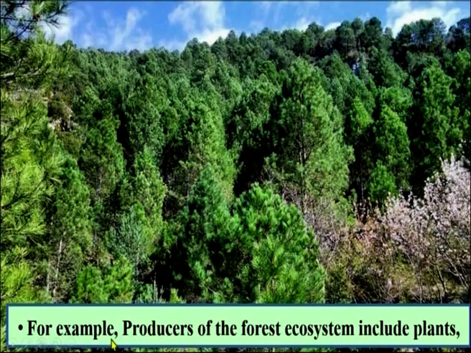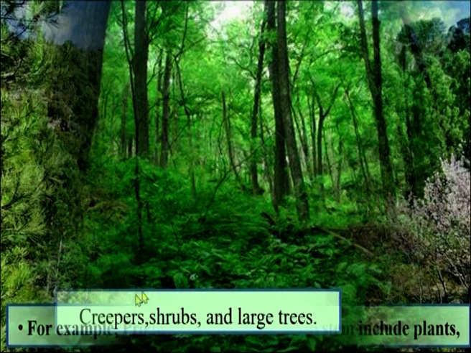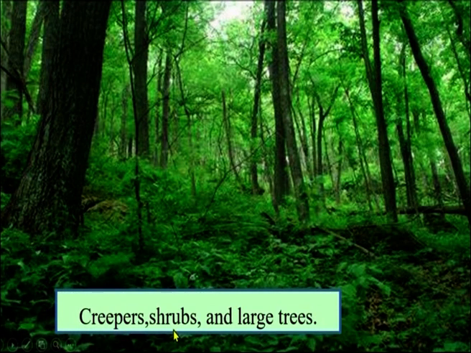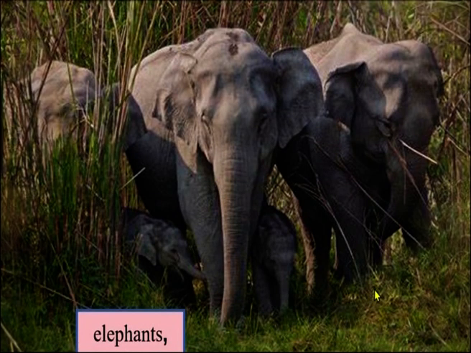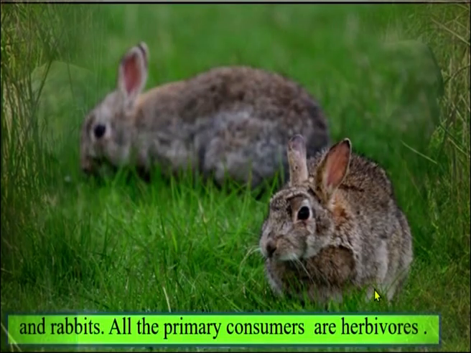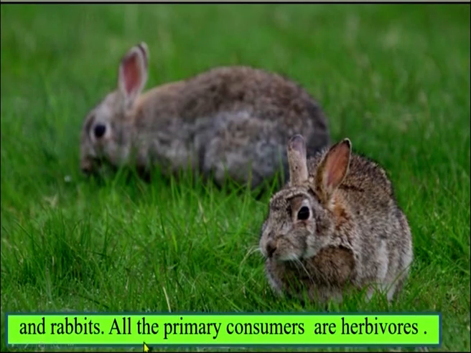For example, producers of the forest ecosystem include plants, creepers, shrubs and large trees. Primary consumers include deer, elephants and rabbits. All the primary consumers are herbivores. That means they directly obtain their food requirements from the plants. So they are called herbivores.